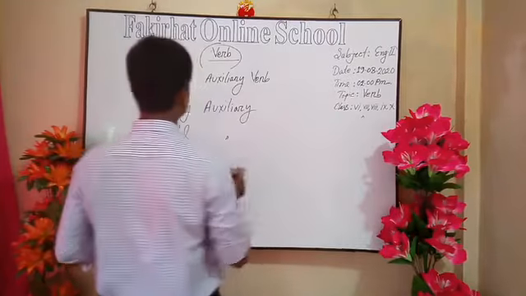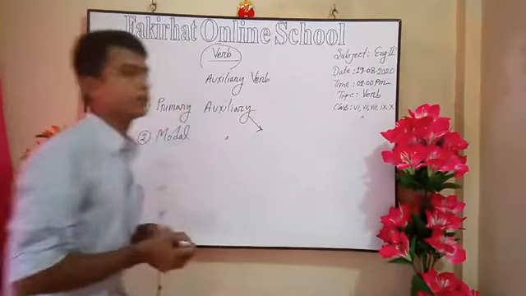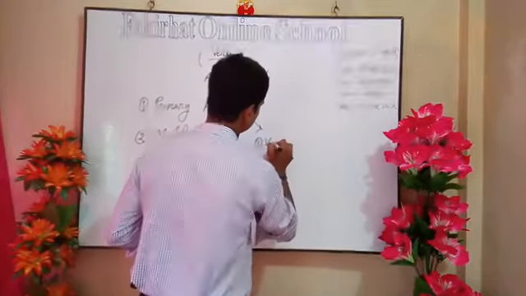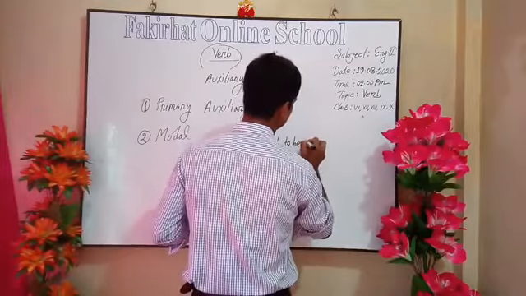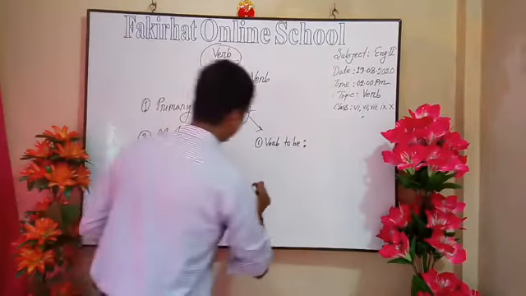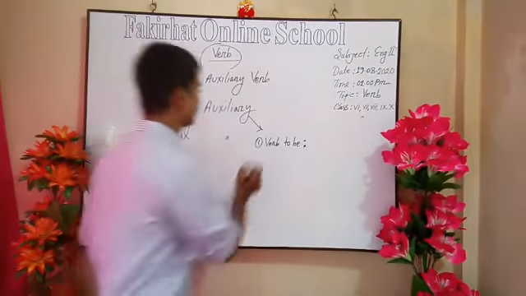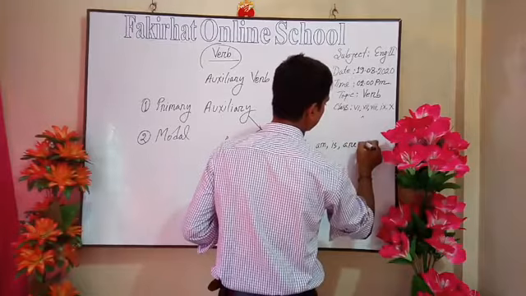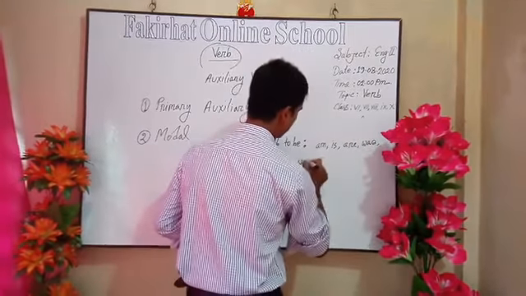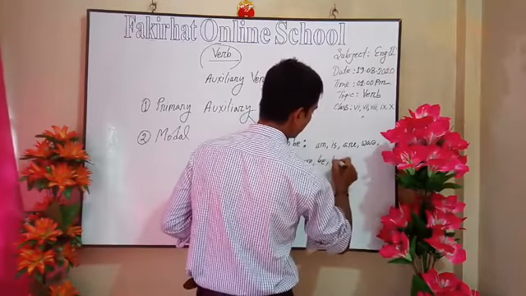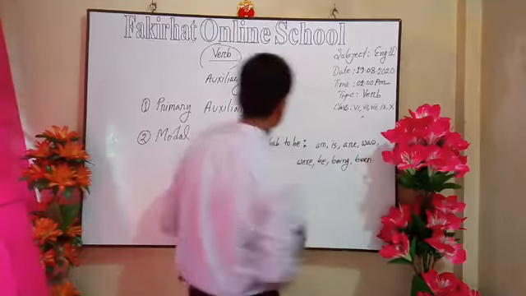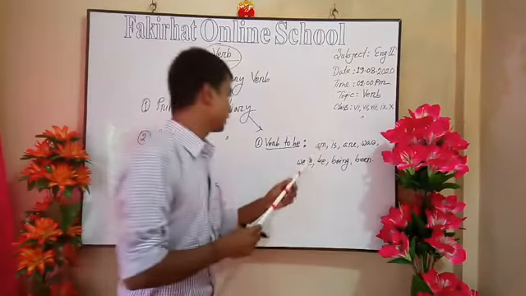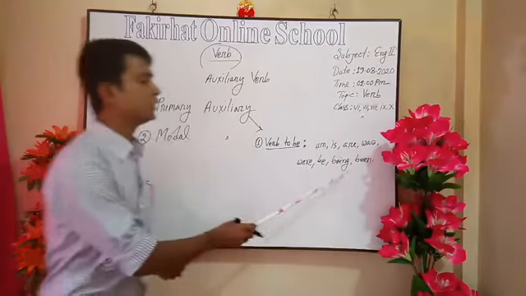So first one, primary auxiliary. This primary auxiliary verb can be divided into another three types. First one, verb to be. Dear students, verb to be contains am, is, are, was, were, be, being, been. Okay, primary auxiliary can be divided into these three types. Verb to be includes am, is, are, was, were, be, being, been.